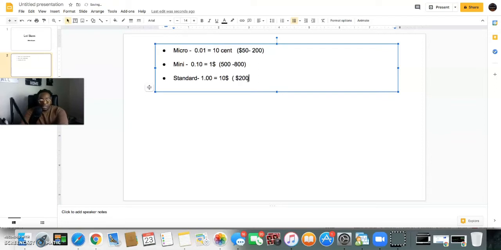Put this in parentheses, 2,000 and up. All right, so I'm just gonna put the plus sign. All right, boom. So 2,000 and up, you can use your standard lot, but you have to understand that you should only be risking $100 to $200 with this lot.